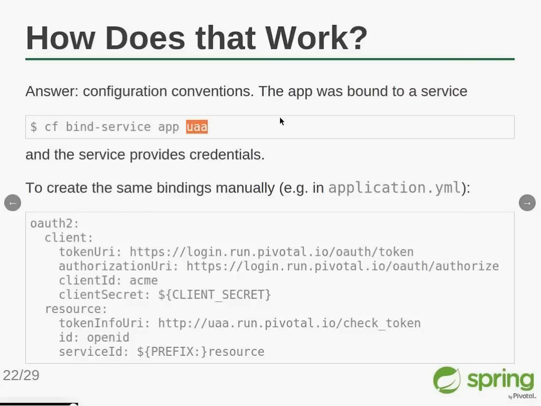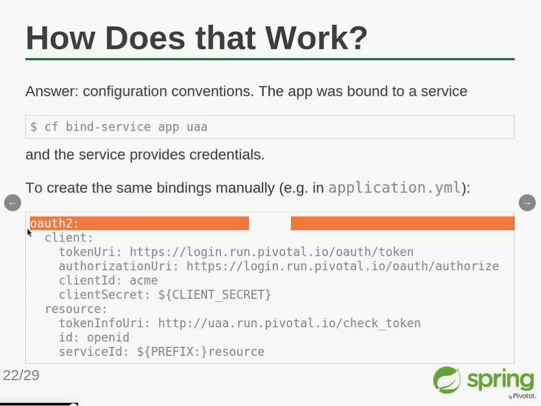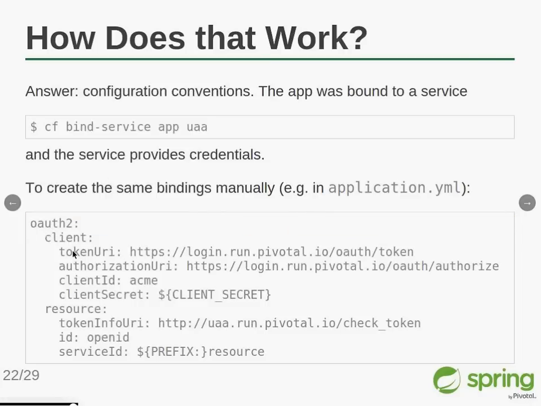So I bound the app to a service, and the service provided credentials, and the credentials were the equivalent of this YAML, basically. So it's a JSON object, but it has where to find the token endpoint, where to find the authorization endpoint, which is how you get that login authorization flow. It's got the client ID and the client secret, which I'm providing as an environment variable.